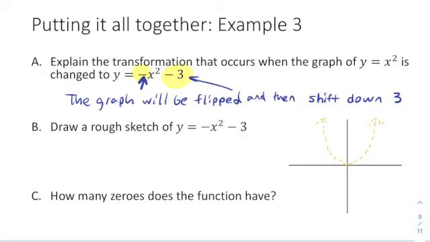So this one's going to take a couple of steps to draw the rough sketch, because we have a couple of things to do. The first thing I'm going to do, and again I'm going to dot this so that I know it's not my final answer here, not actually part of the graph, I'm going to draw the graph getting flipped over. So that's my first step. Now I'm going to draw the graph being shifted down 3.